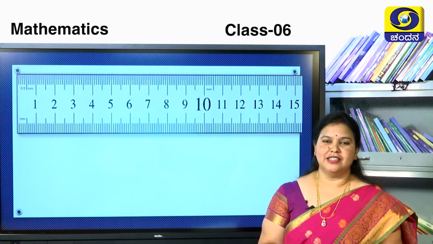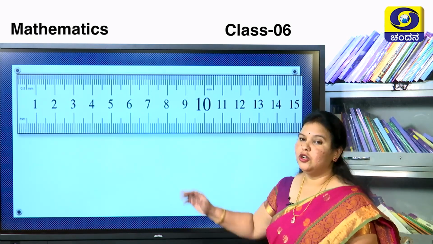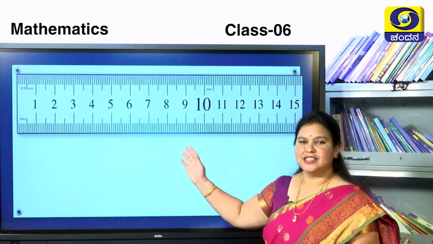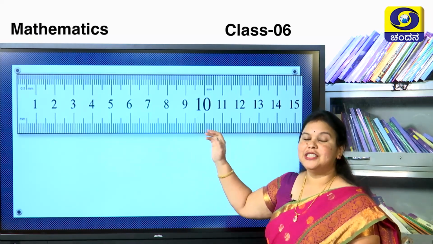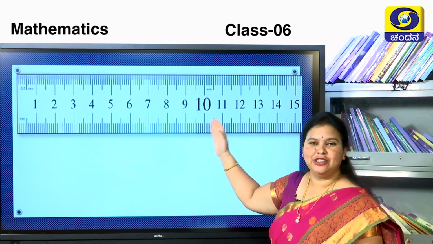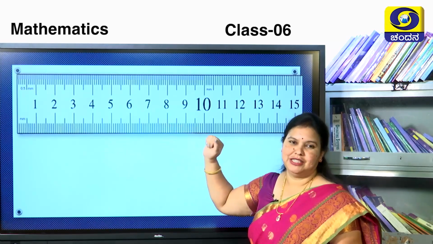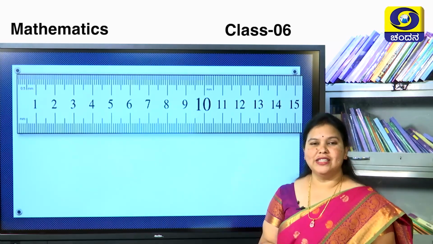Now let us understand how a line segment can be measured using a ruler. Look at this ruler. Let's understand the markings on the ruler. It's marked along its edges. It is divided into 15 equal parts. Each of these 15 parts is called a centimeter. It is written as 1 centimeter.